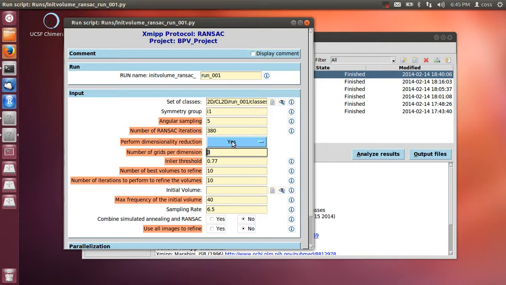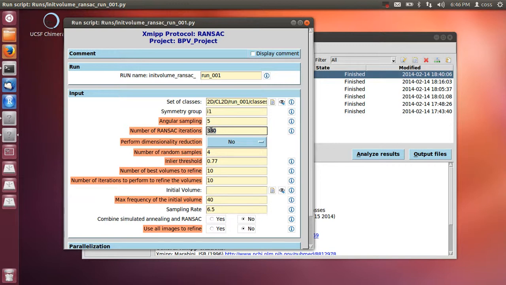But then, since we have so few classes, we cannot perform this dimensionality reduction. In fact, we have only 8 classes, and we cannot take 9 images out of 8 classes. So we don't want to perform a dimensionality reduction, and then it asks you how many classes you want for your random subsets. So we will use just 4. Okay, so it takes these 4 classes, it assigns random Euler angles, and it constructs a volume out of it. And it repeats this many times. In this case, by default, it is 380.